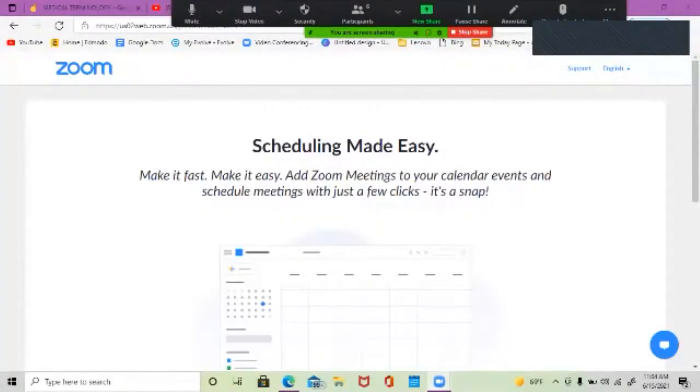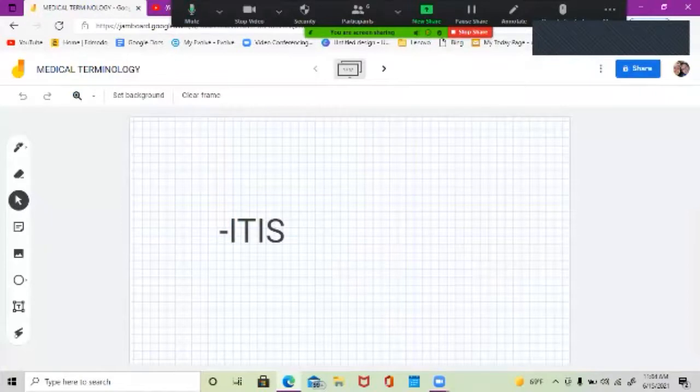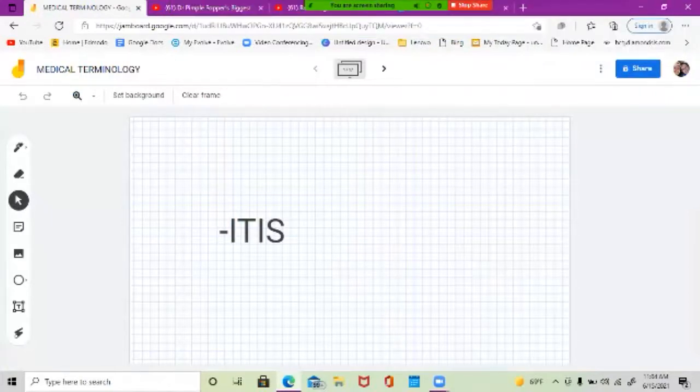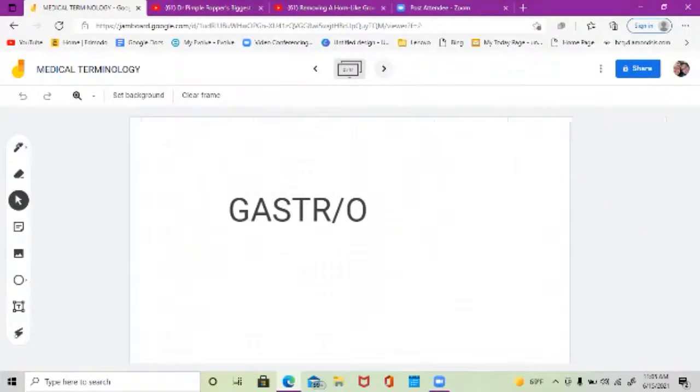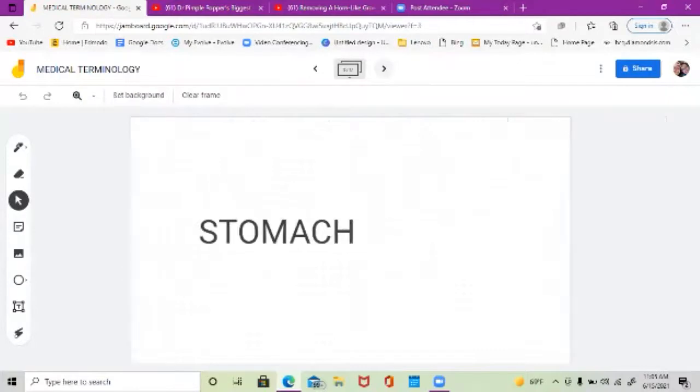So let's go ahead and move into our medical terminology first. Okay, so our first suffix is itis. Who remembers what itis means? Inflammation. Dermatitis, inflammation of the skin. Gastritis, inflammation of the tummy. So it means inflammation. Gastro means stomach. Stomach, yep.